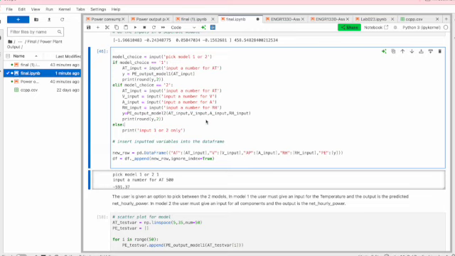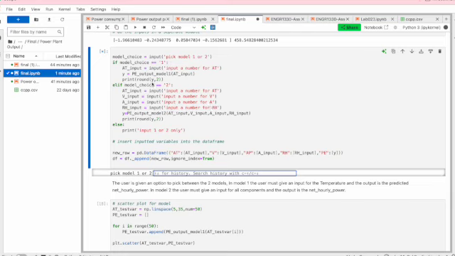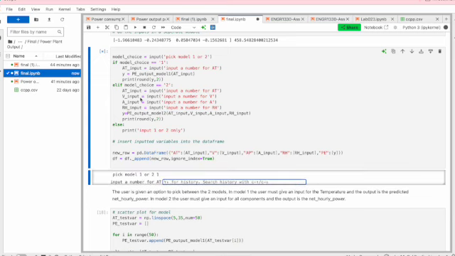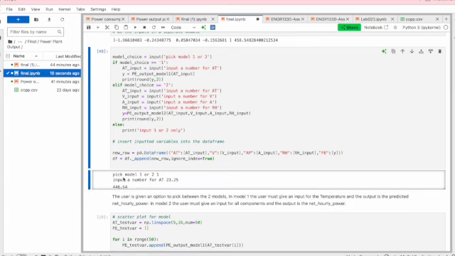So the user is given a choice to input a number, which is 1 or 2. So I'll input 1, and that gives the user a choice to pick a number for AT. So for example, I'll input 23.25, and that gives us 446.64. So that's the output for model 1 because it only has 1 input, which is AT.